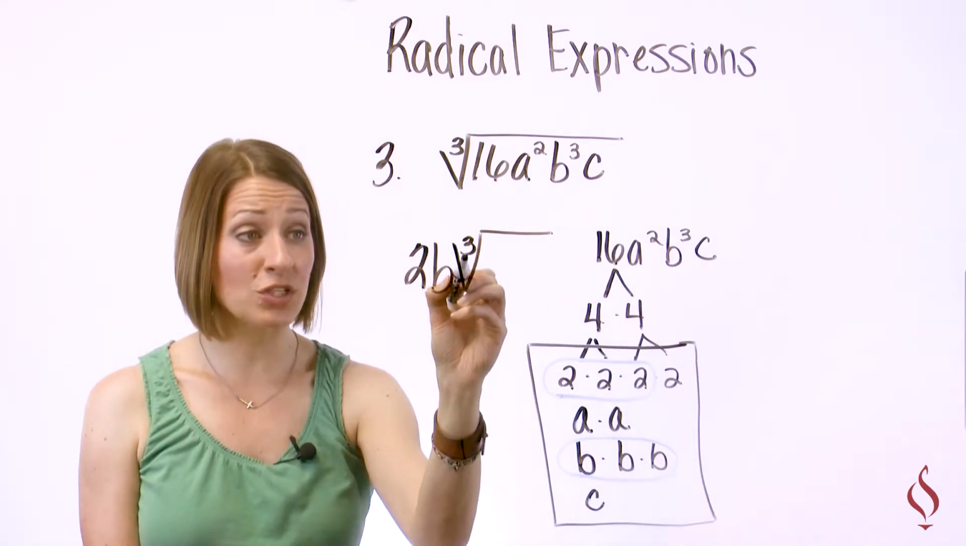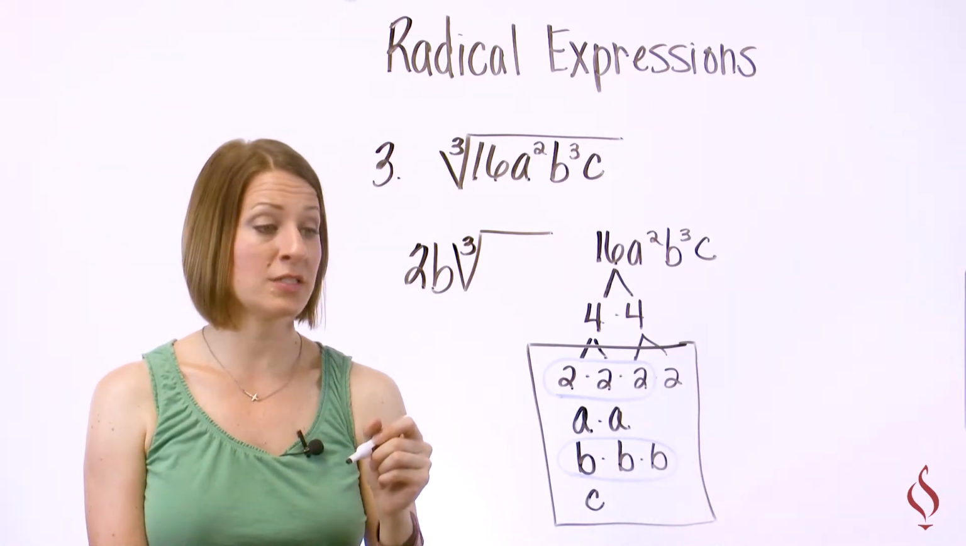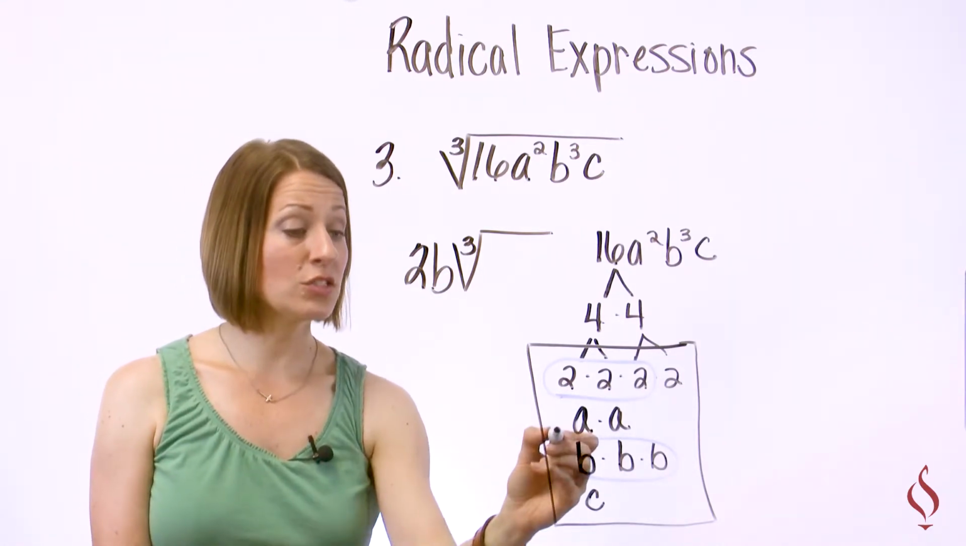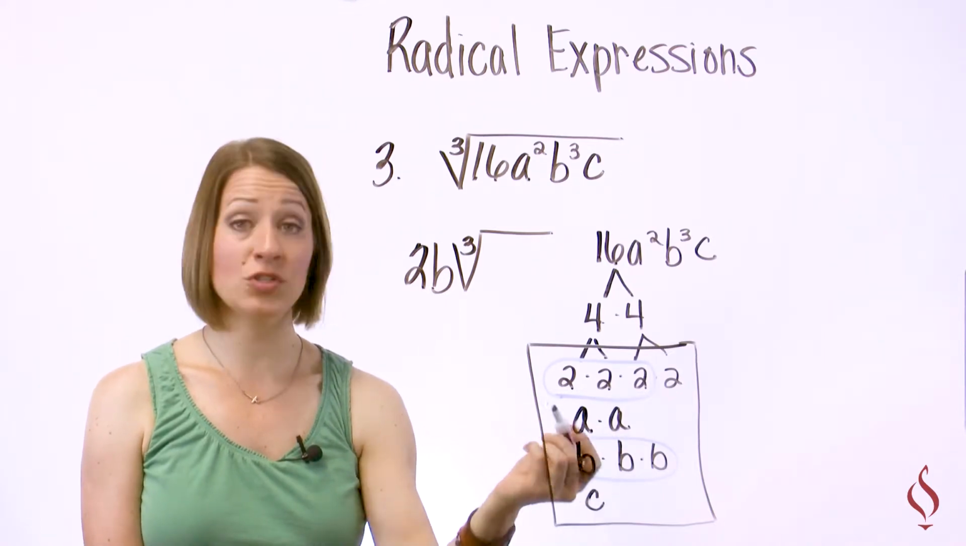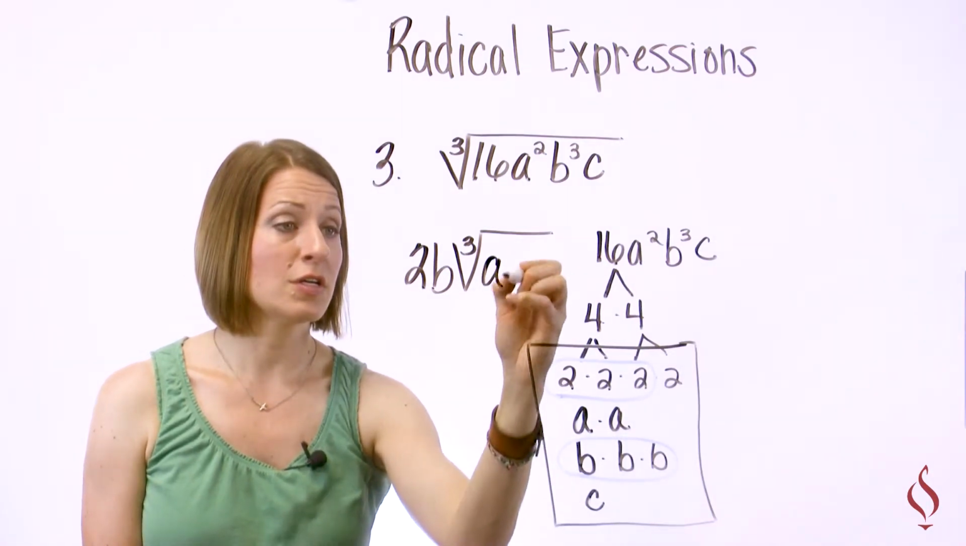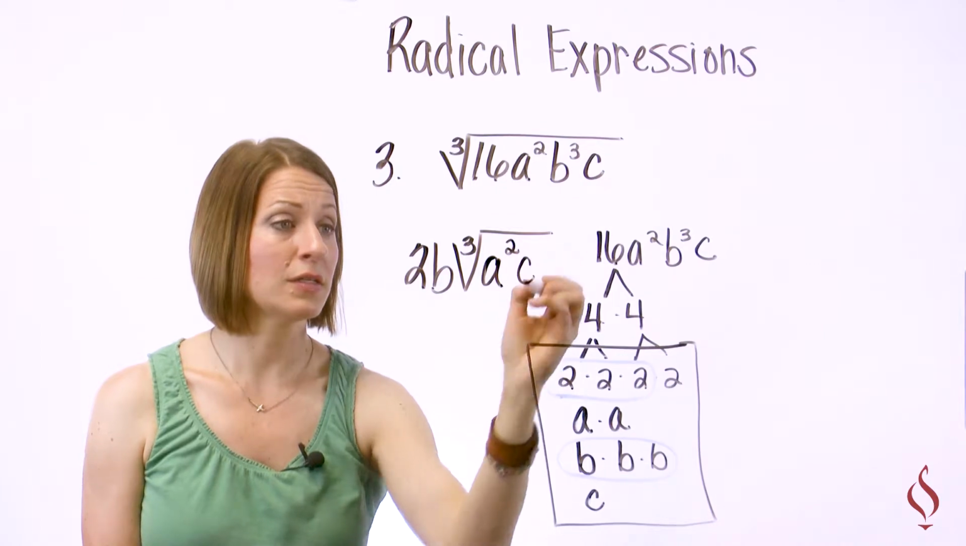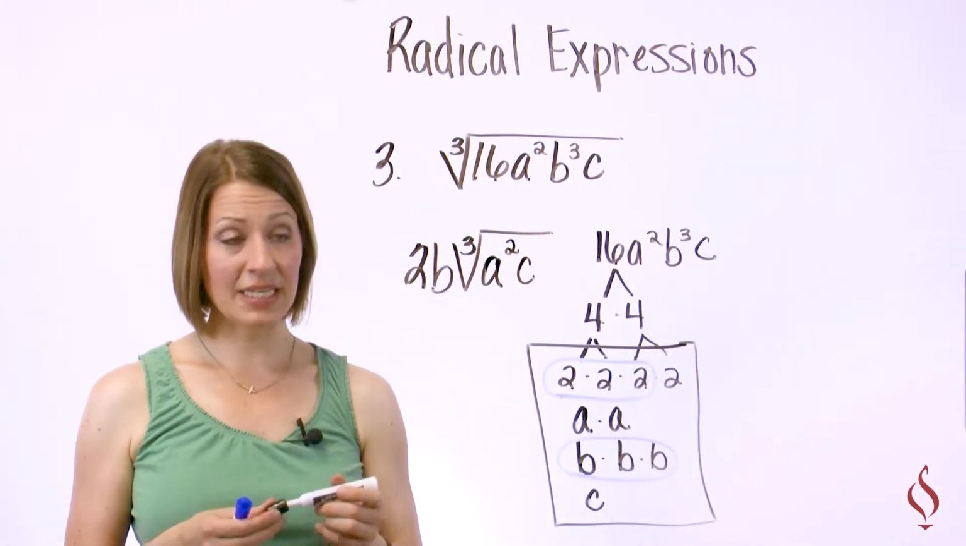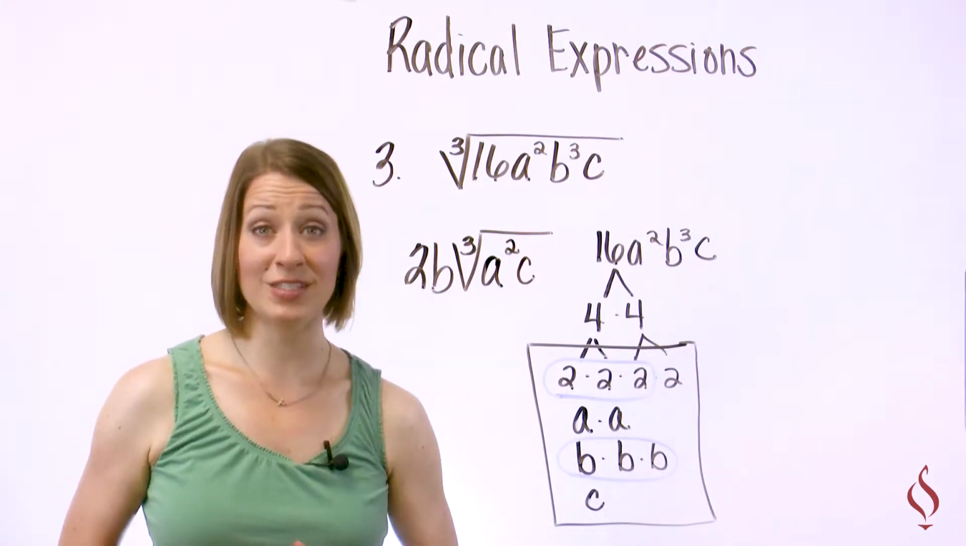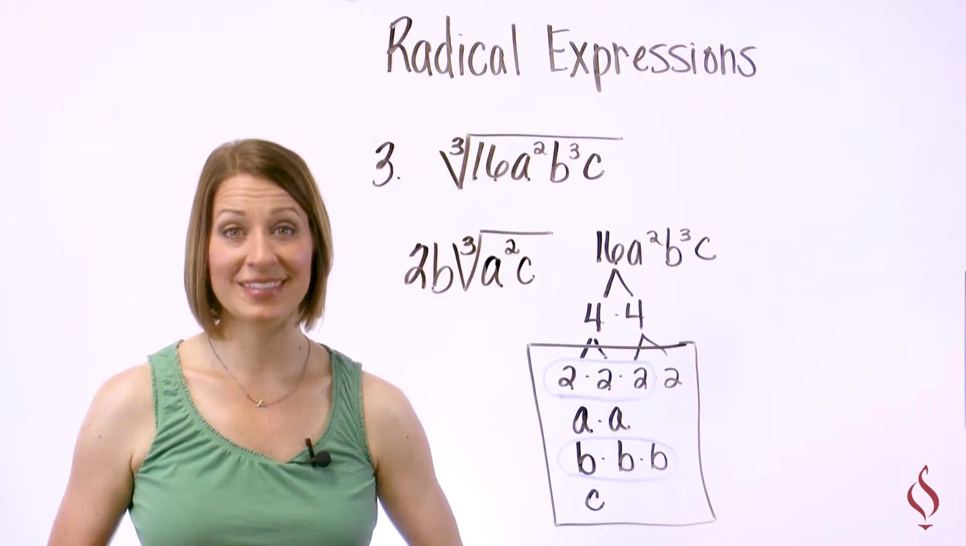It's really important that you put the cubed sign back in your answer. And we're going to just write what we have left over. There's 2 a's left over, so that's a squared. And then we have 1c. And so this is your final answer to this example.